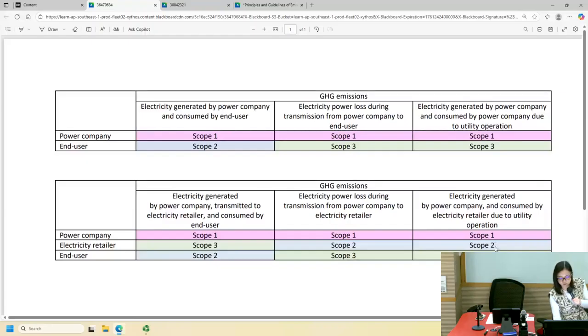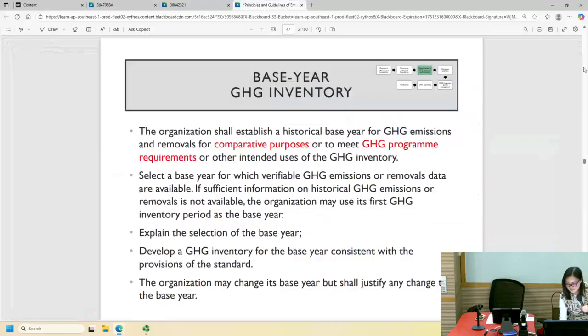So that is under scope 2. And for the end user, if you want to report these remotely indirect emissions, then it would be under scope 3. All right? I hope this table clears some of the confusions, or maybe I'm adding more confusions. These are just some additional information, for your reference.